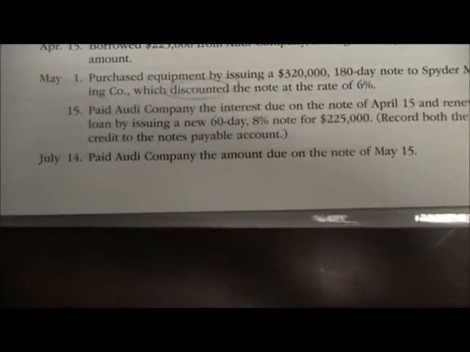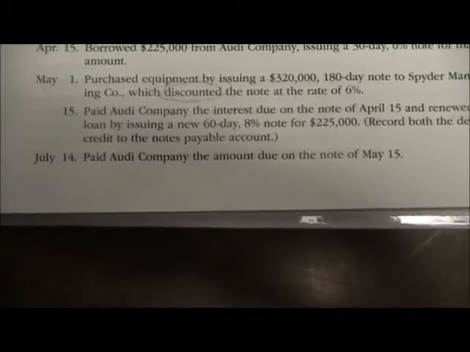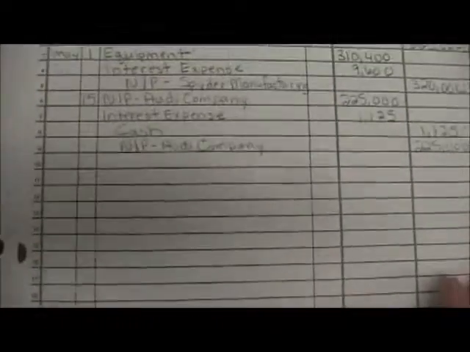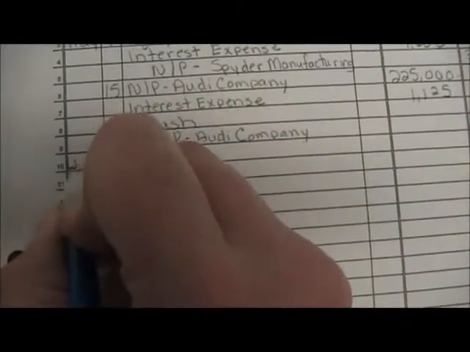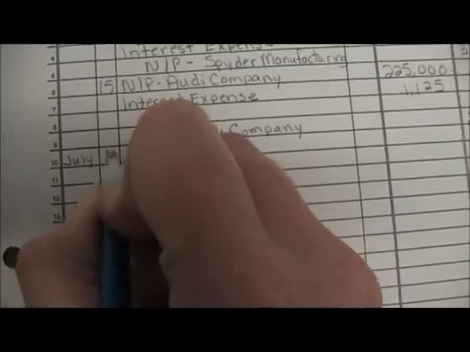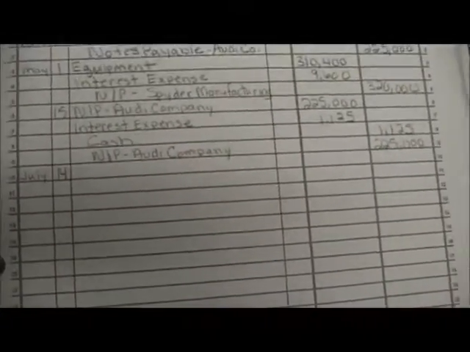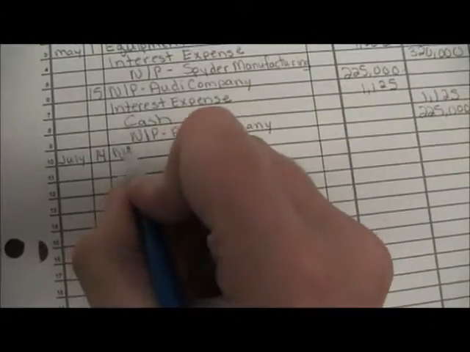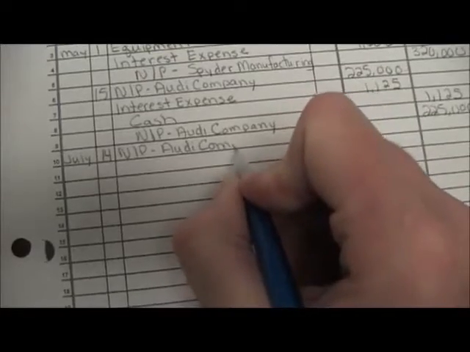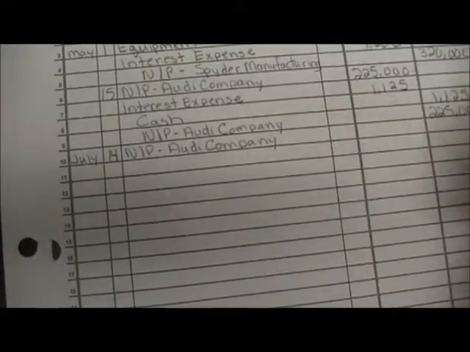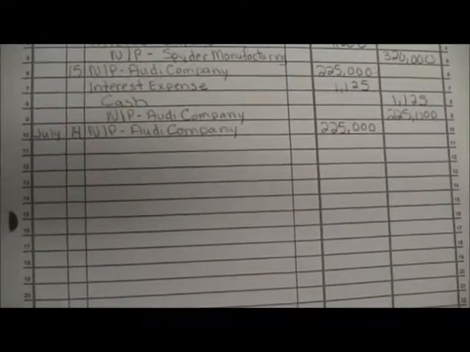The next one in our book, July 14th, paid Audi Company the amount due on the note of May 15th. Okay, so it is now July 14th. And now we're paying this note off, this bottom one, this 225 note. So we're going to have notes payable, Audi Company, and we're going to debit that for $225,000 to take it out of our journal.